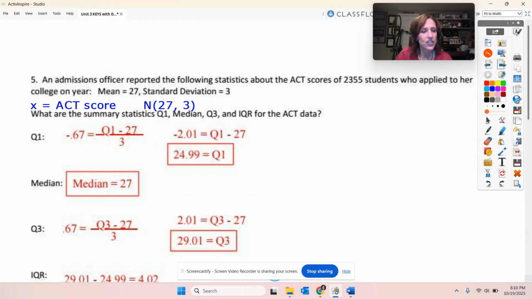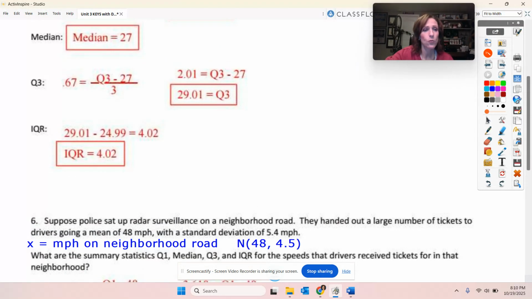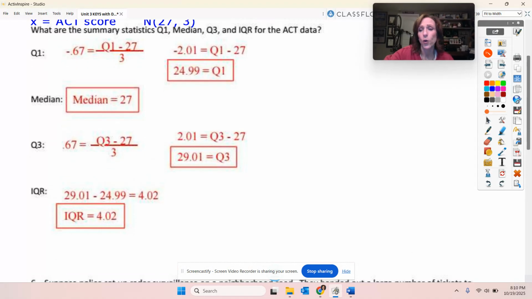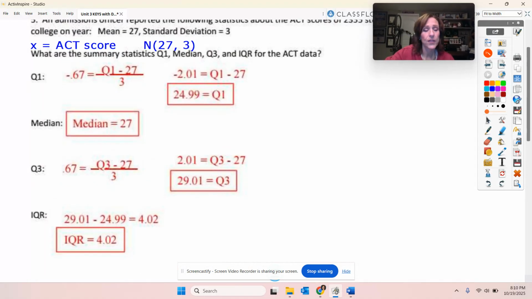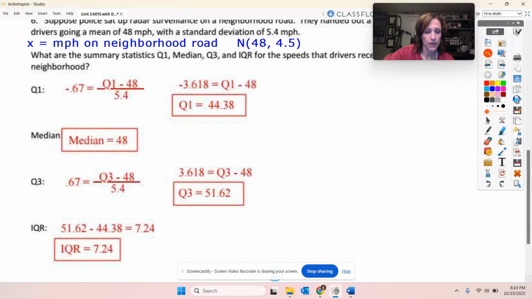Anyway, so here is your number 5. It's about ACT scores. Same process. So I'm not going to go through those. I'm going to just let you study what I had done on the notes. You can either pause it right here or pull up the notes key. And then, of course, the last one is another problem about miles per hour.